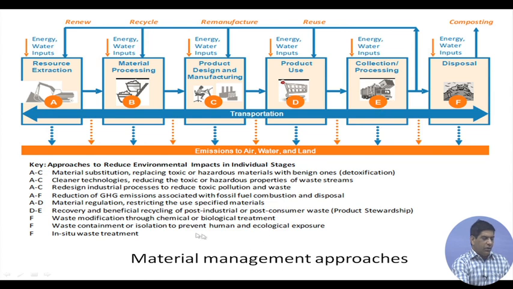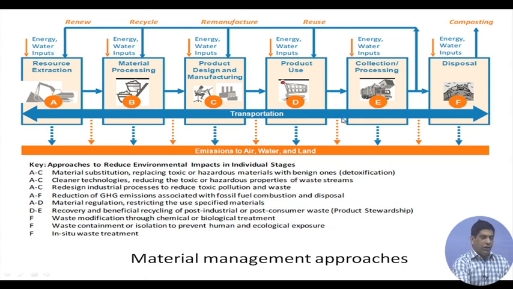Coming back to that particular graph, if you look at these emissions and the material management approaches, you see A, B, C, D, E, F, where A to C is material substitution. We can replace toxic and hazardous chemicals with something safer. We can use cleaner technology, reduce toxic and hazardous properties, and redesign industrial processes so that they produce less waste. For reduction of greenhouse gas, we can go for material regulation, and then in the F part you have mostly waste modification. You can do some treatment, waste containment, and in situ waste treatment. All these come into the picture in how you can use some of these approaches.